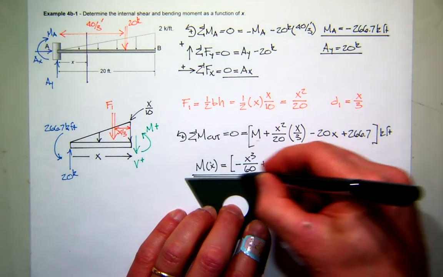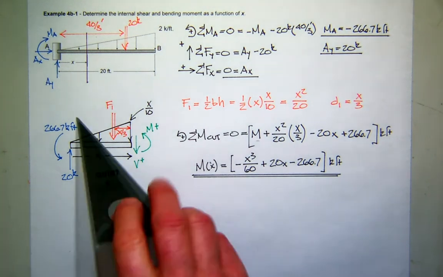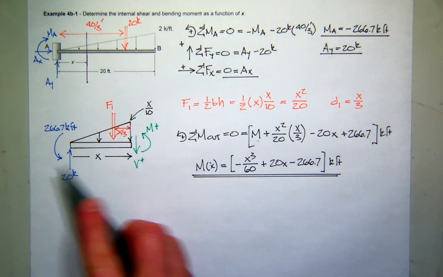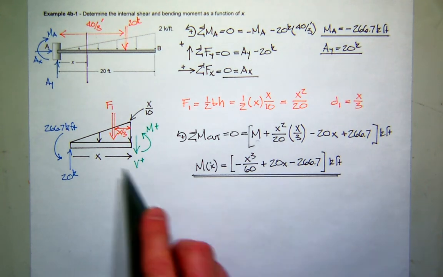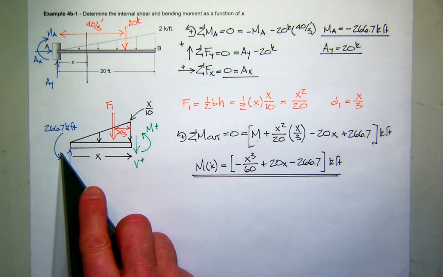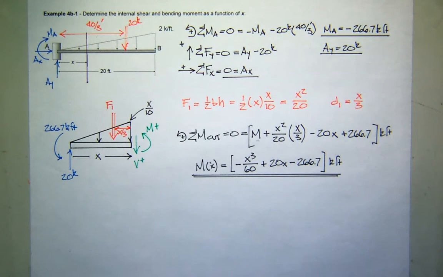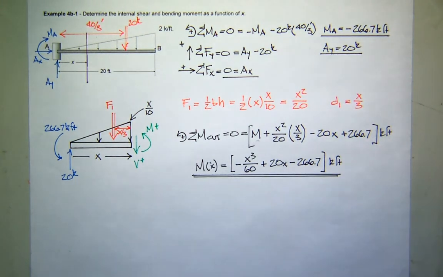How do you know that's right? Do you know the moment anywhere on this structure? Well, you know it when x is equal to 0, right? So when you put in x equal to 0, what do you get? You get a negative moment of 266.7. Is this a negative bending moment? Yes, it is. What about the free end? What's the bending moment at B? There's no moment at B. It's free. So if I put in x equal 20 here, what should I get? 0. Why don't you guys check that for me real quick?